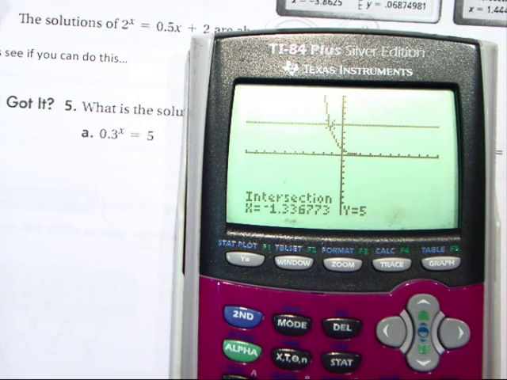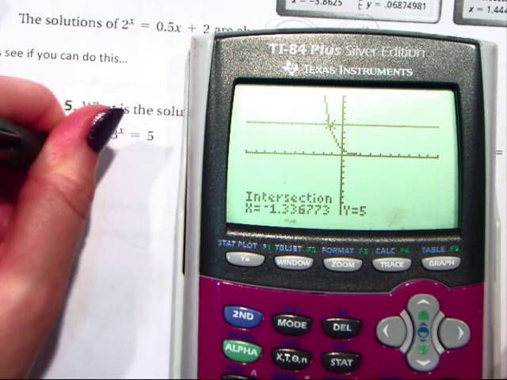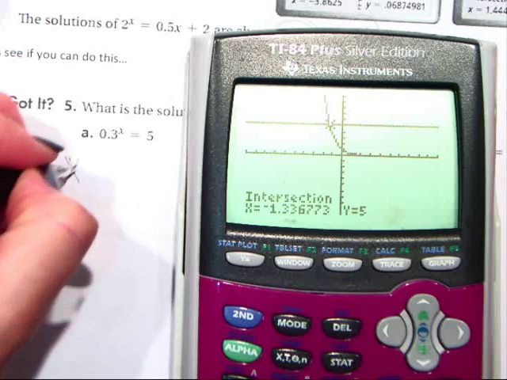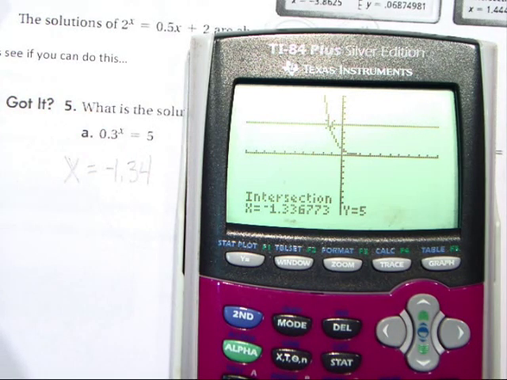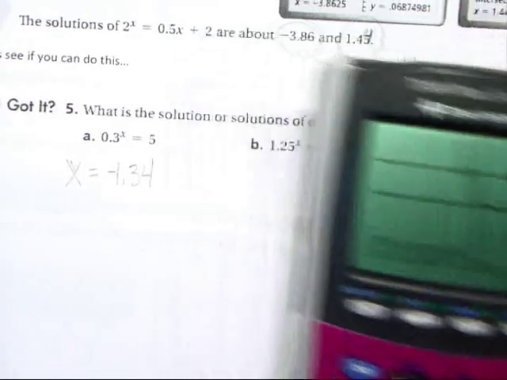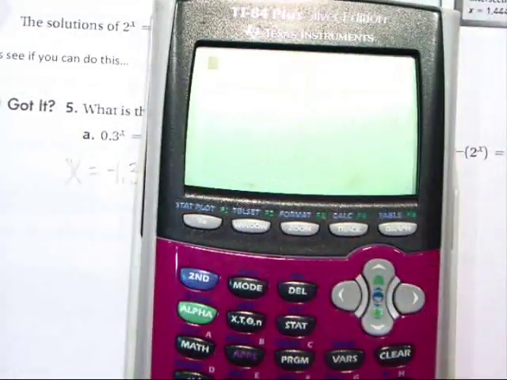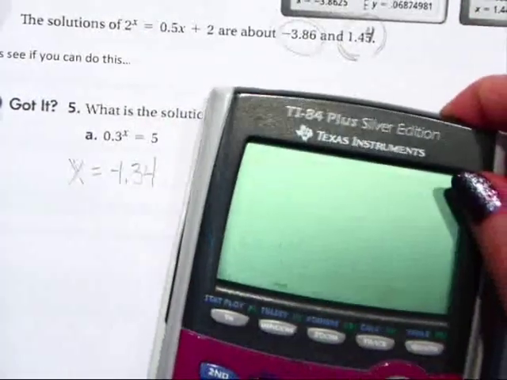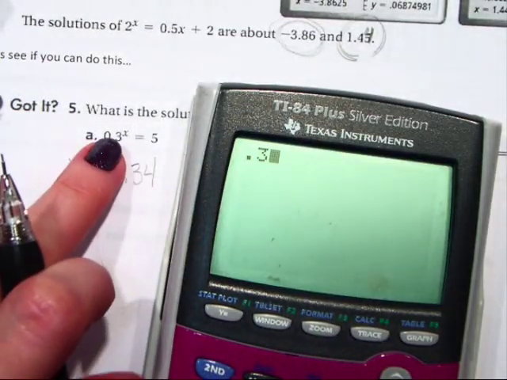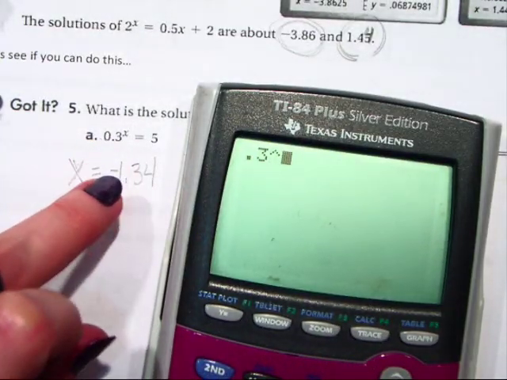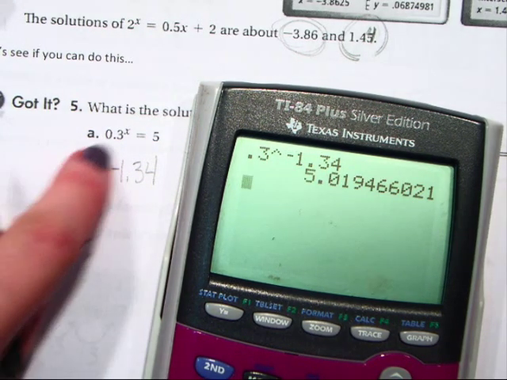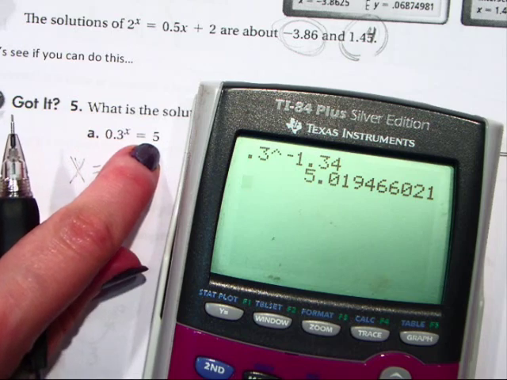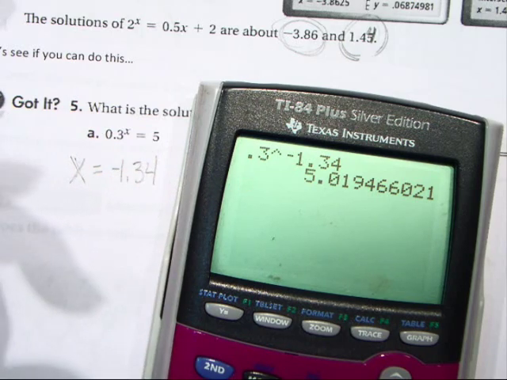My answer is, after I throw my pencil around, x, hold on, I need some extra lead here. X equals negative 1.34. Kind of cool, right? That you can get an x value that easy from your calculator. Now what does that mean? Watch, here's what that means. If you take 0.3 to the negative 1.34, look how close you get to getting a 5. Now why didn't I get exactly 5? Because I had to round.